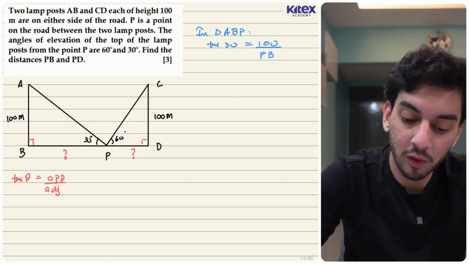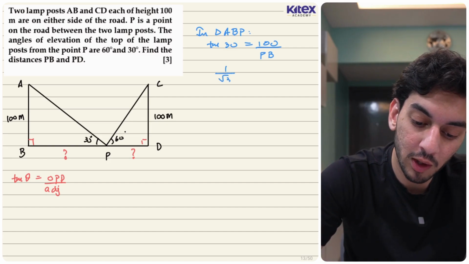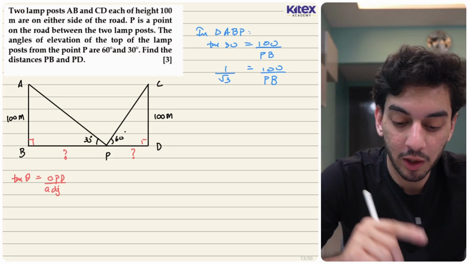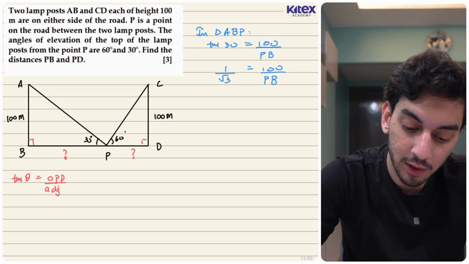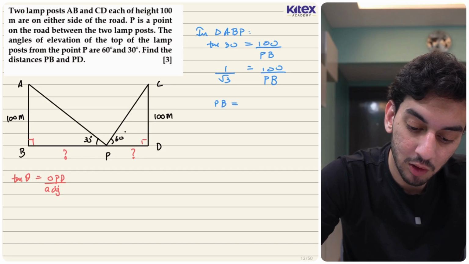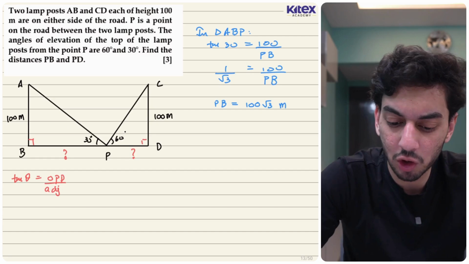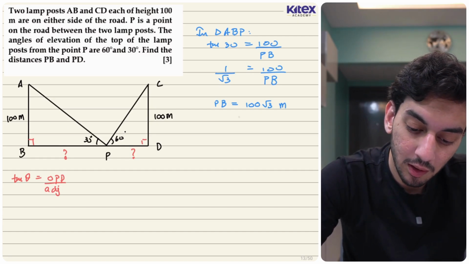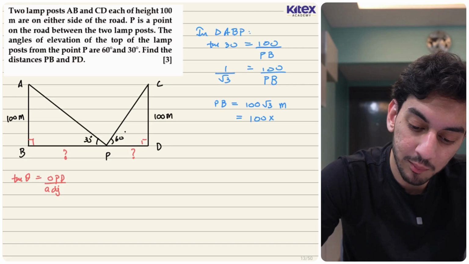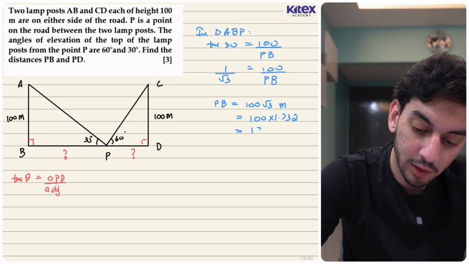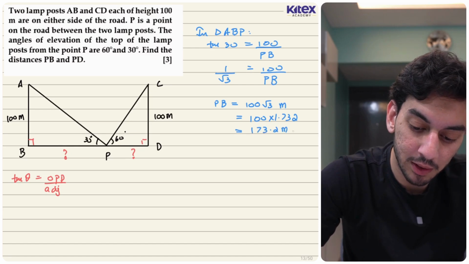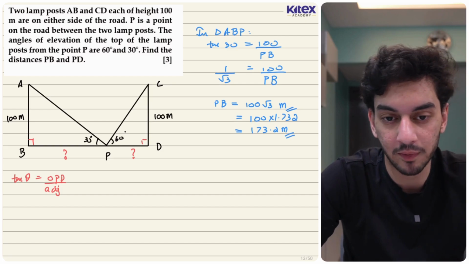Tan 30 is 1 over root 3. So I can write 1 over root 3 is equal to 100 over PB. The PB goes to the numerator and root 3 also goes to the numerator on the other side. So PB is equal to 100 root 3 meters. You definitely can stop over here, or you can say it is equal to 100 times 1.732. So that is equal to 173.2 meters. That is also fair. Even this is fair enough.